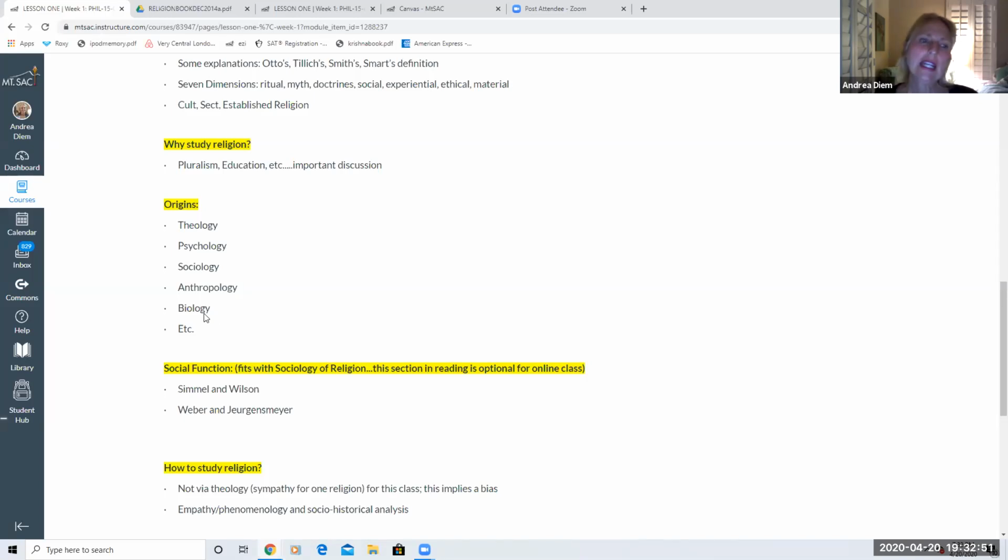Biology. A little story here: I think I start the reading off talking about Francis Crick. Francis Crick is the classic example of a well-known biologist. He won the Nobel Prize for discovering the structure of the DNA molecule.